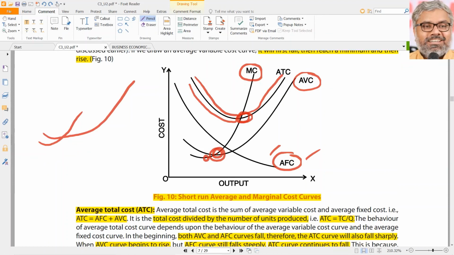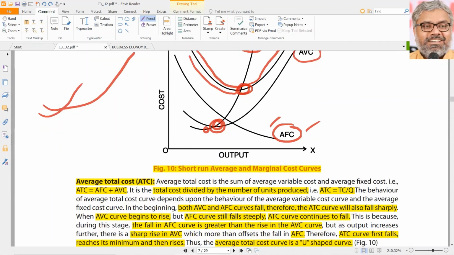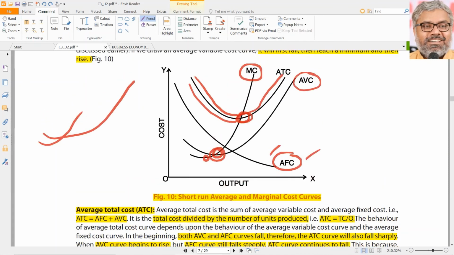But the relationship between the marginal cost and average cost is one of the important aspects to be noted when we look at the marginal cost curve and average total cost curve. Of course, for marginal cost and average variable cost also, more or less a similar relationship you can observe. There also the marginal cost is below the average variable cost initially. Later it cuts the average variable cost curve and then rises.